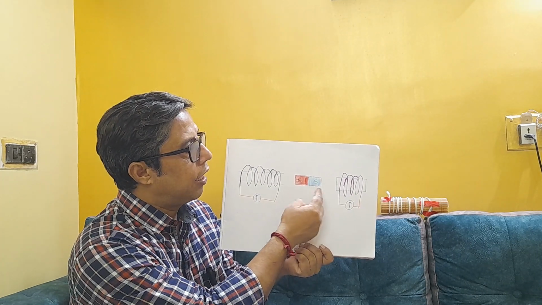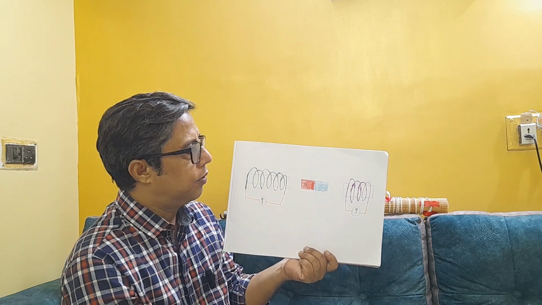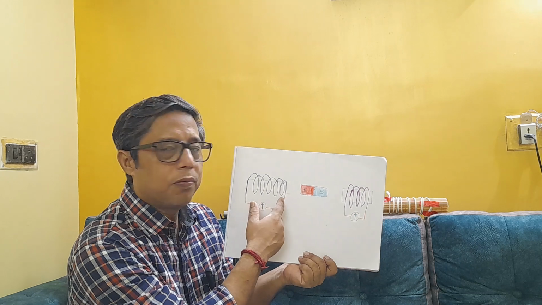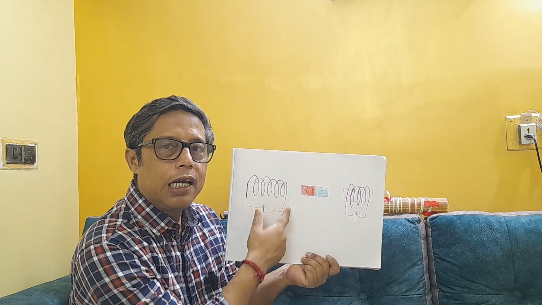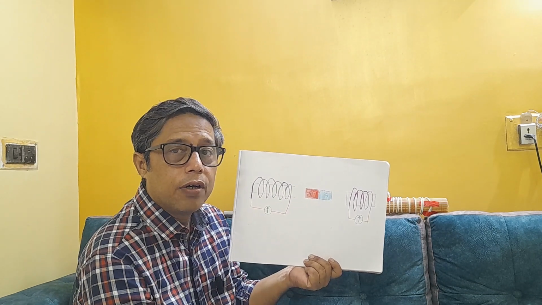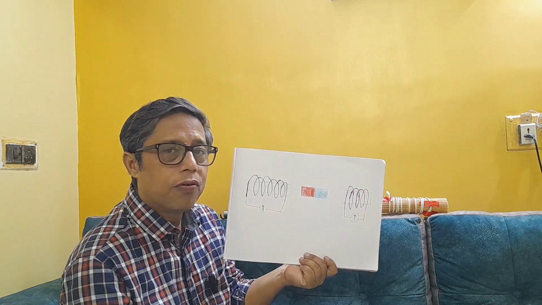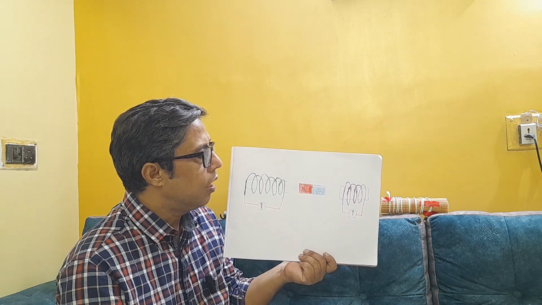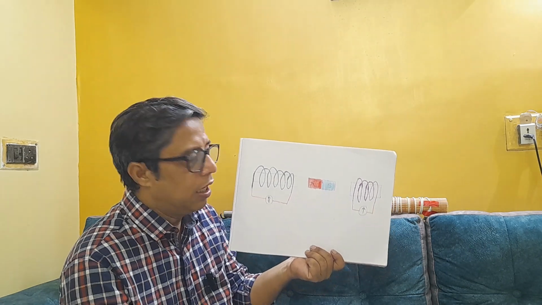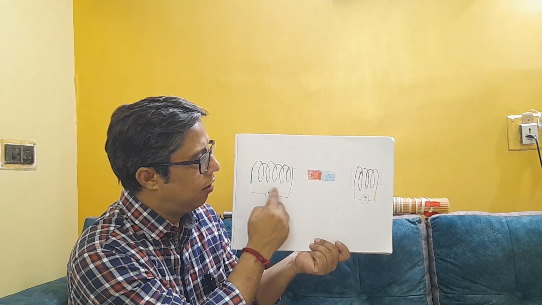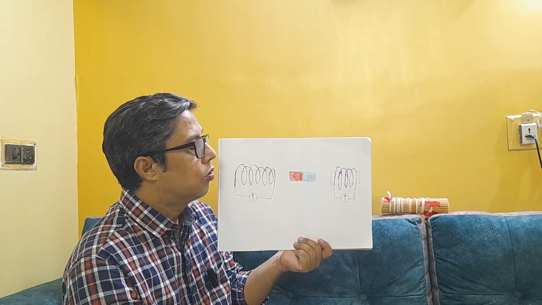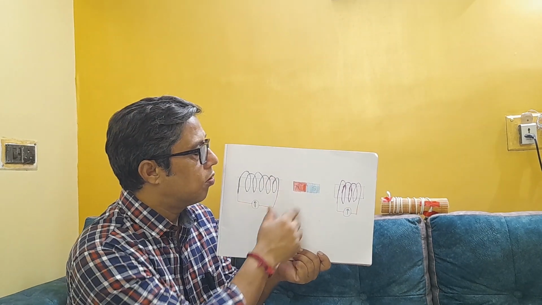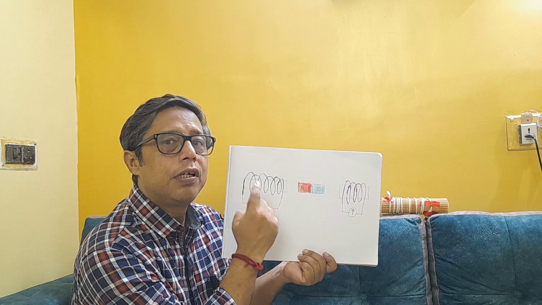When this magnet approaches this coil, the magnet is producing magnetic flux. This flux will be exposed here, so there will be a change in flux. A change in flux causes an electromotive force, EMF, right? And this EMF will induce a current. That induced current will flow inside the circuit and you will get a deflection in the galvanometer. So the change in flux through the relative motion of this magnet is causing the induced EMF, and induced EMF causes induced current.